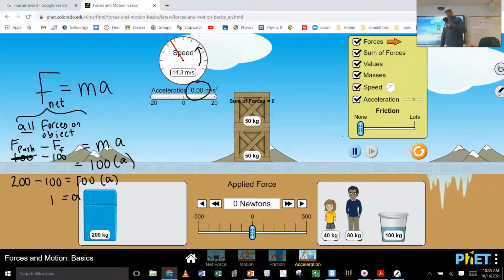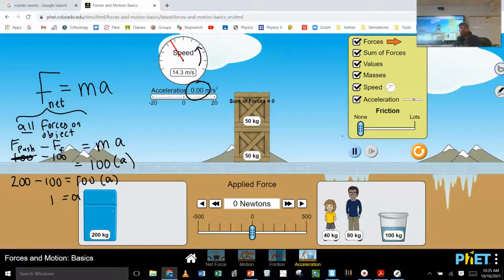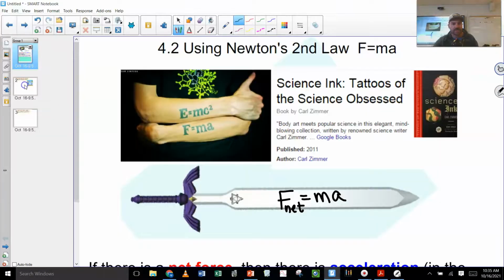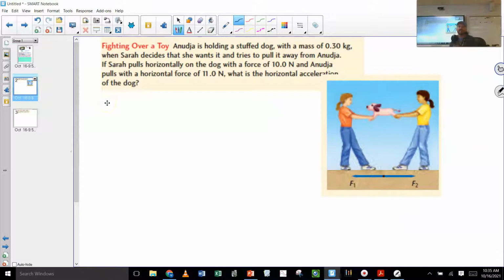All right. So let's do a couple of example problems with these ideas. Back in your notes, you'll see this problem right here. It says, Judah is holding a stuffed dog with a mass when Sarah decides she wants it and she tries to pull it away. Sarah's pulling horizontally and Judah's pulling horizontally. What is the acceleration of the dog?